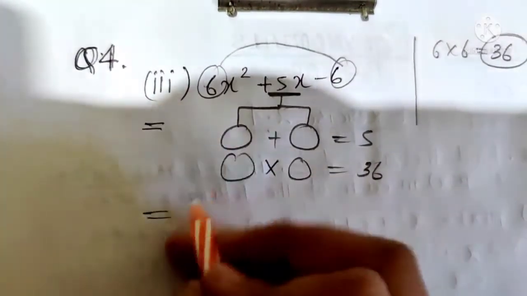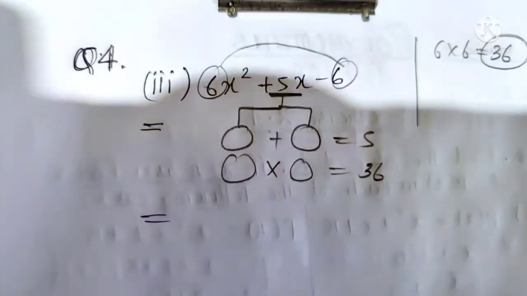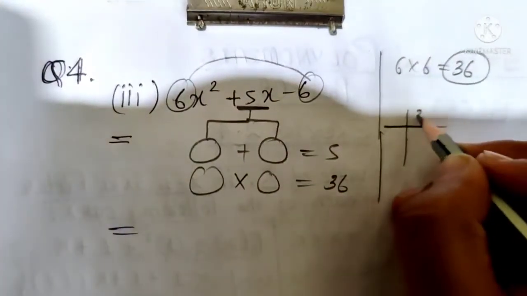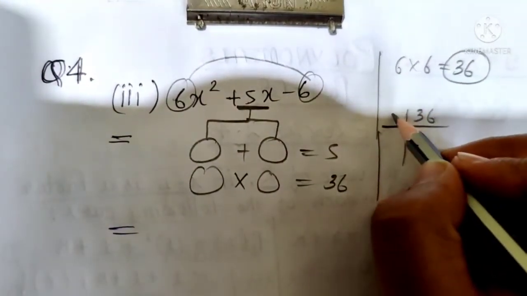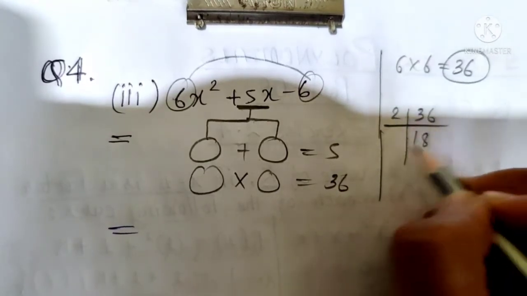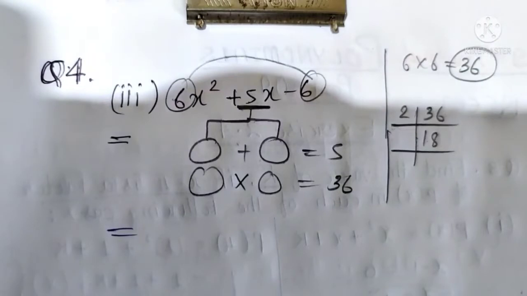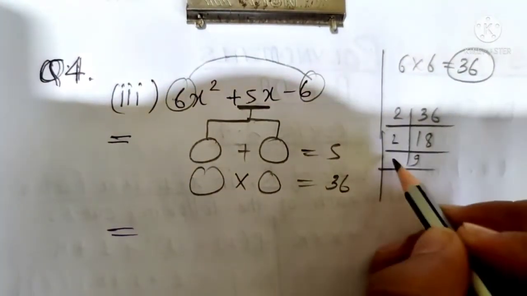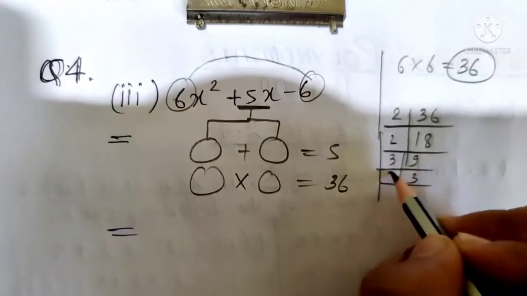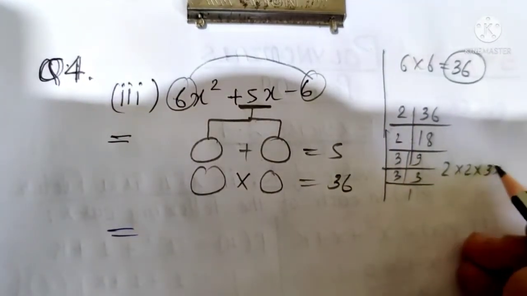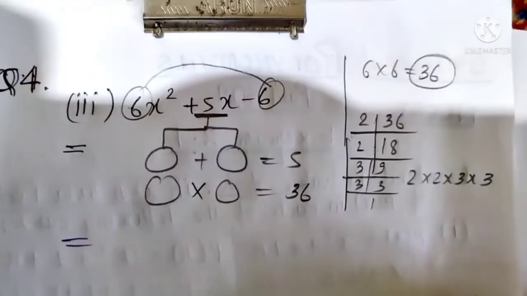Okay, so I need two numbers whose multiplication is 36. So I have to find the factors of 36 only. We can say 2 eighteens are 36. 2 ones are 2, then left 16; 2 nines are 18, and then 3 threes are 9, and 3 ones are 3. So we are getting factors 2 multiplied by 2 multiplied by 3 multiplied by 3. These are the factors which we are getting.